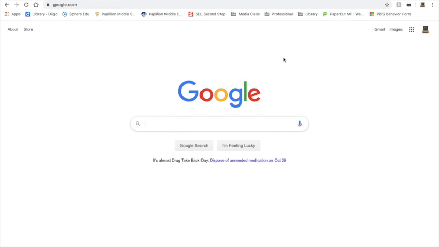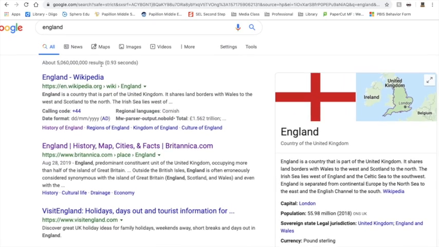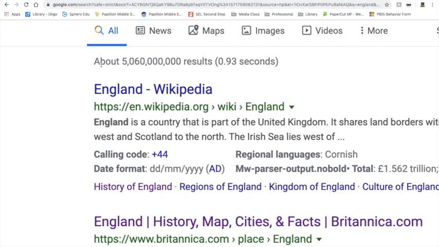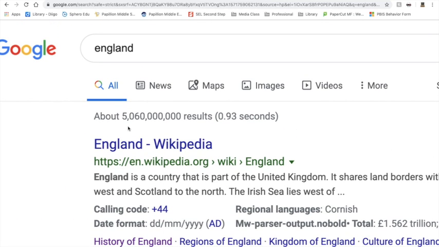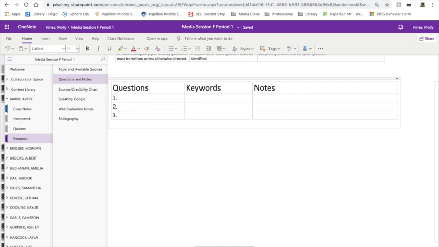So let's talk about the purpose of these questions first before we actually talk about what they are. If I Google my topic, which is England, you can see that right away I have over 5 billion results. That's a lot of information to sift through. So the purpose of our complex questions is to guide our research. That way, instead of just looking up information about our topic, we have specific information regarding our topic that we're going to be looking up. So we are going to write 3 complex questions.